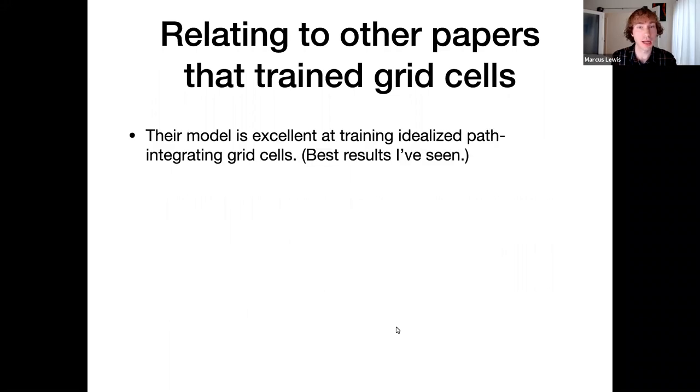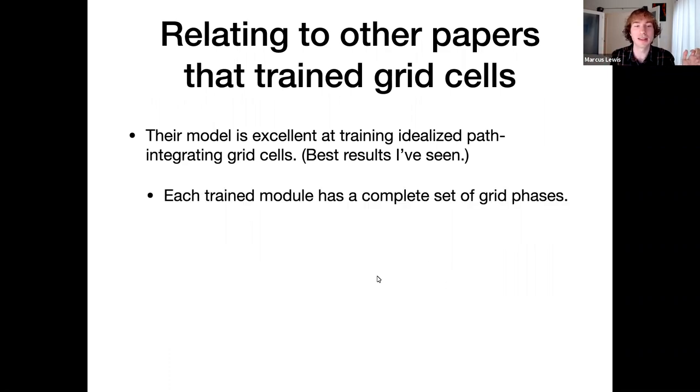Another thing I will compliment this paper on a lot is when it comes to models that train grid cells, and when I say grid cells, I mean the idealized path integrating ones with multiple modules. Theirs are very good. And importantly, each trained module has a complete set of grid cell phases. This is not generally true of papers that have trained grid cells, at least from what I've seen. And this is the significant thing.